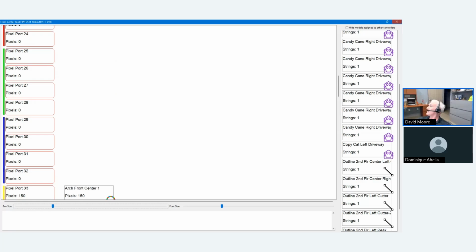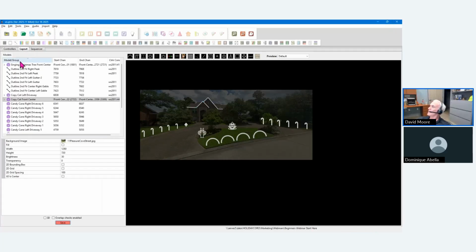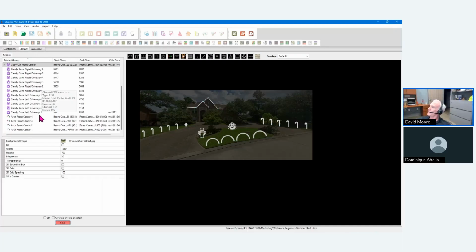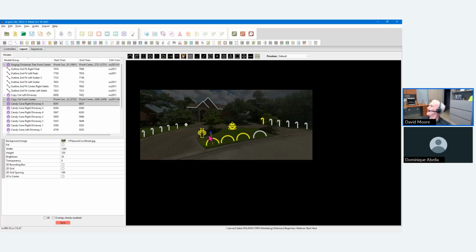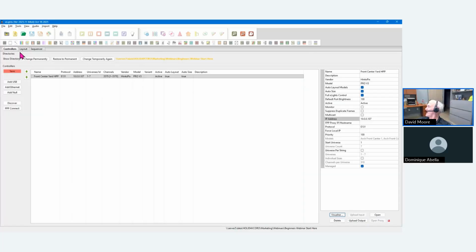So if I close this out and I go back over to the layout, if you look at these different props, see over here in the center, and I told you to ignore this the other day, see where it says left, front, center, yard, HinksPix Pro, and it has the channels, how many nodes and all that. It's now mapped those out. So we have these items all mapped out here in the front of the display. All right, back to the visualizer.